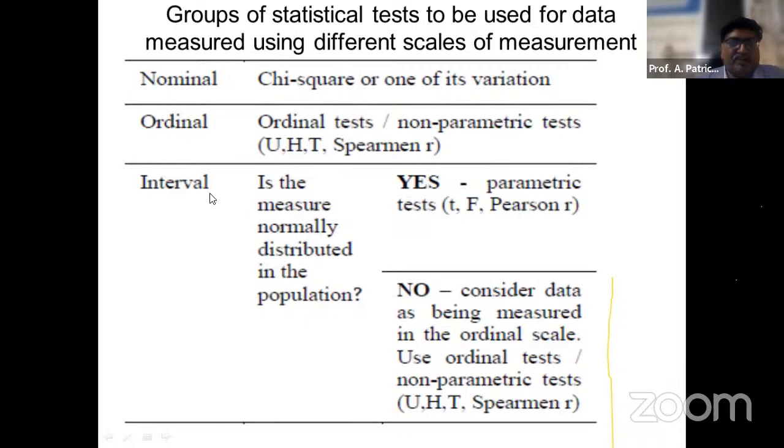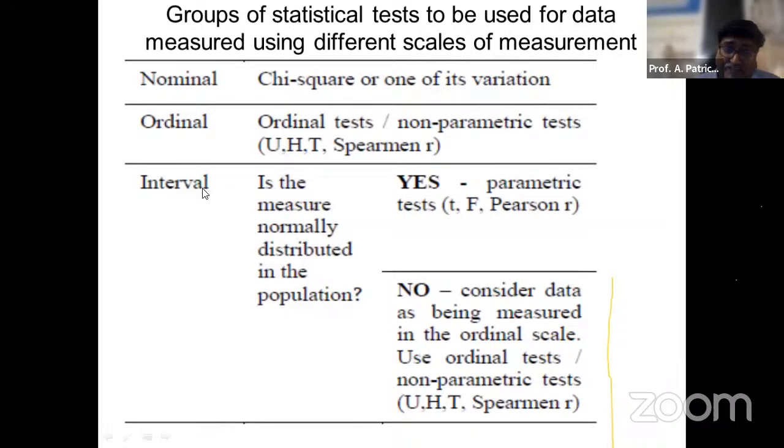If it is interval, we ask: is the population normally distributed? You can do small tests to check whether the data is normal. If you put it in the form of a graph, does it give a bell curve, or does it show the characteristic features of a normal curve? So there we do it. If you say yes, then you can use parametric tests.